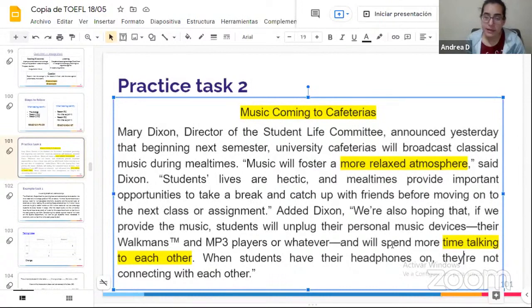And a final tip I can give you here, don't focus on the details. You don't really care what the name of the director is, or whether it's the director of the Student Life Committee, or whether it's going to be starting next semester, or anything at all, really. You just need to find those things that I said, the change and the reasons. You don't care about the details. Believe me, those are not important. They're not going to be helpful. So just forget about it.